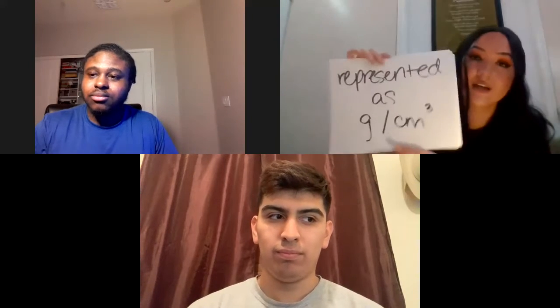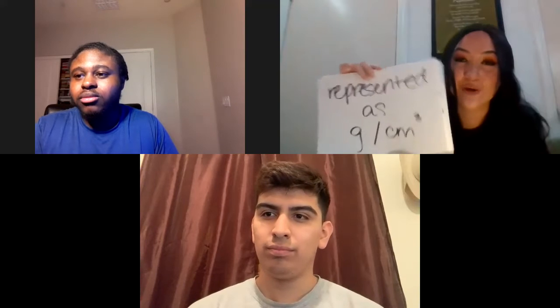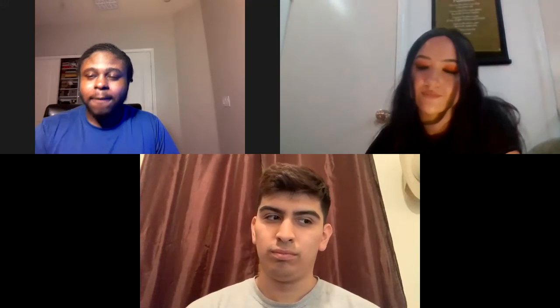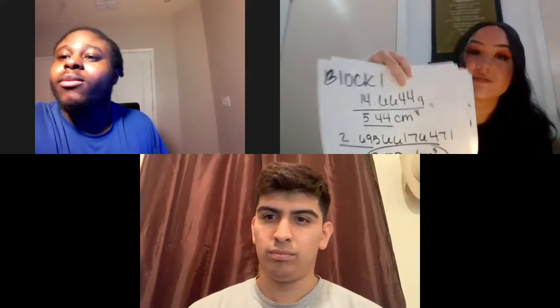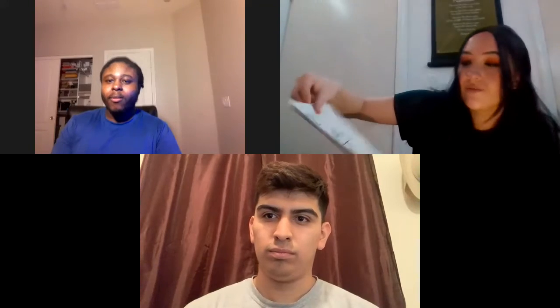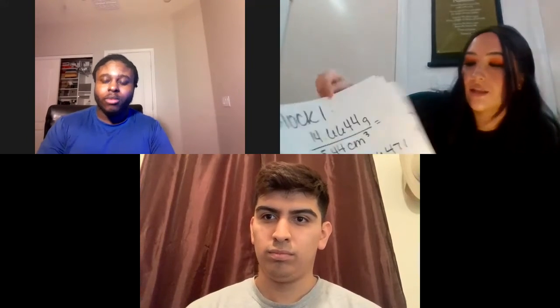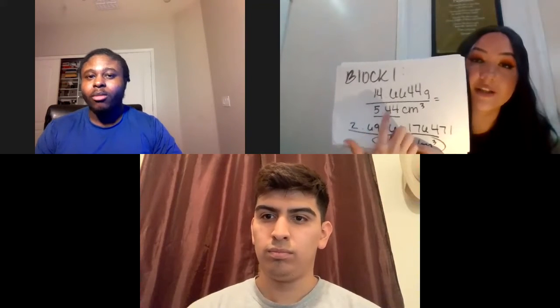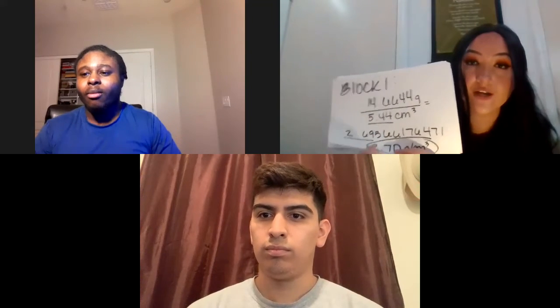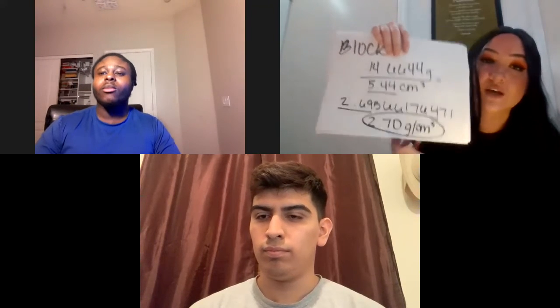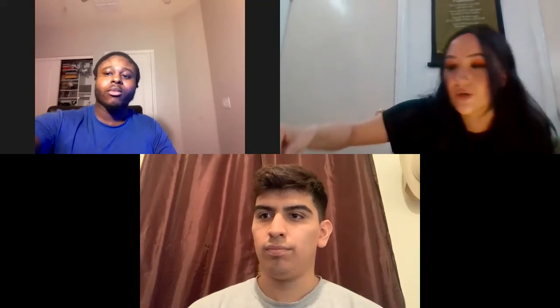For question number 2, density is determined by mass divided by volume. It is represented in this question as grams per centimeters cubed. You're going to take the mass that was given for block 1, and you're going to divide it by the volume. And you're going to notice there are 3 significant figures right here. That's the lowest since it's division. And you're going to have 3 significant figures in your answer. So you're going to get 2.70 grams per centimeters cubed.